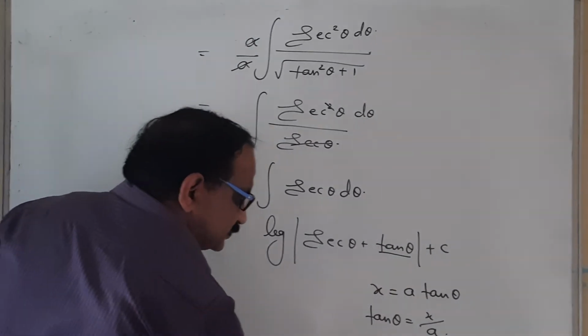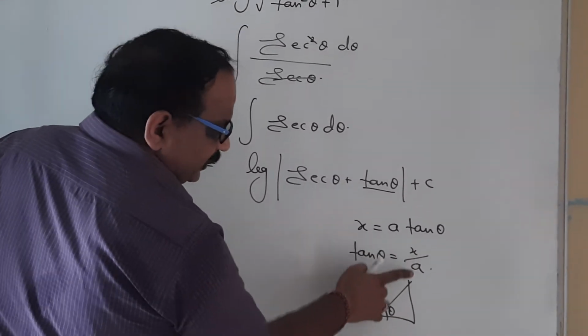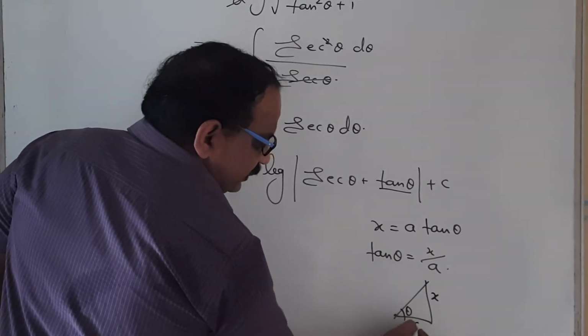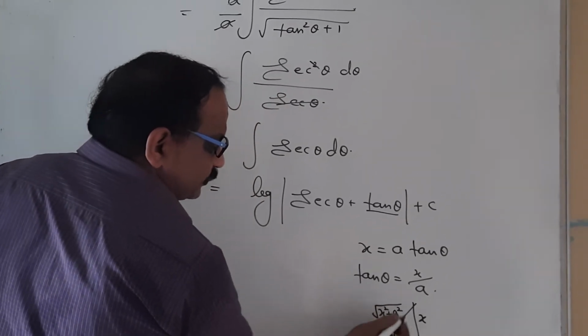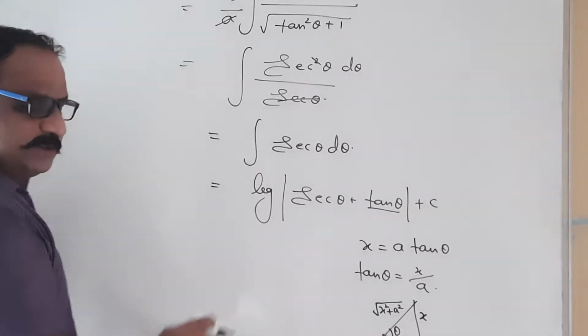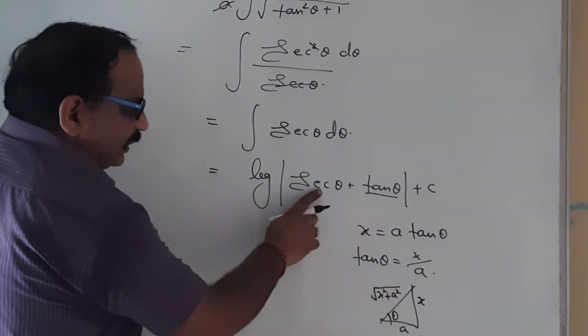How can we do that? Just see, it is angle theta, perpendicular upon, that is, base. So it is x by a. So the hypotenuse comes to us as under root of x square plus a square, right? By using the Pythagoras theorem we are able to do that. By using that triangle we will be able to put the value of sec theta.